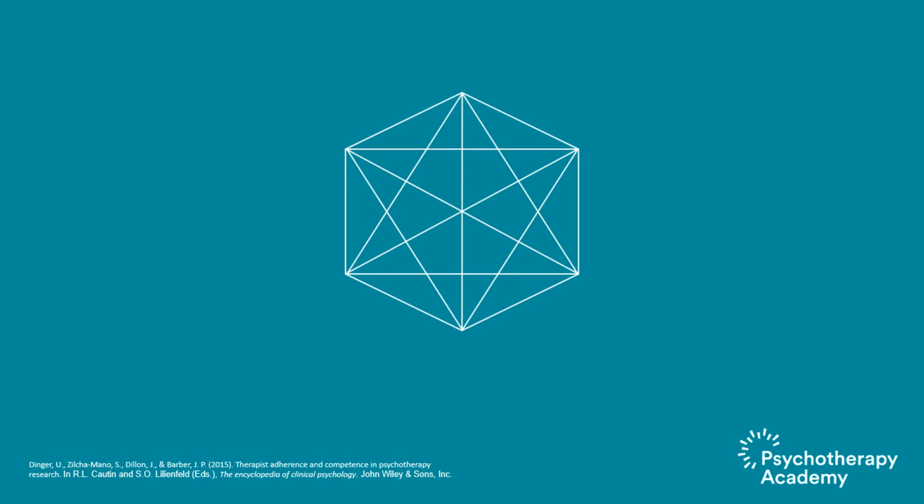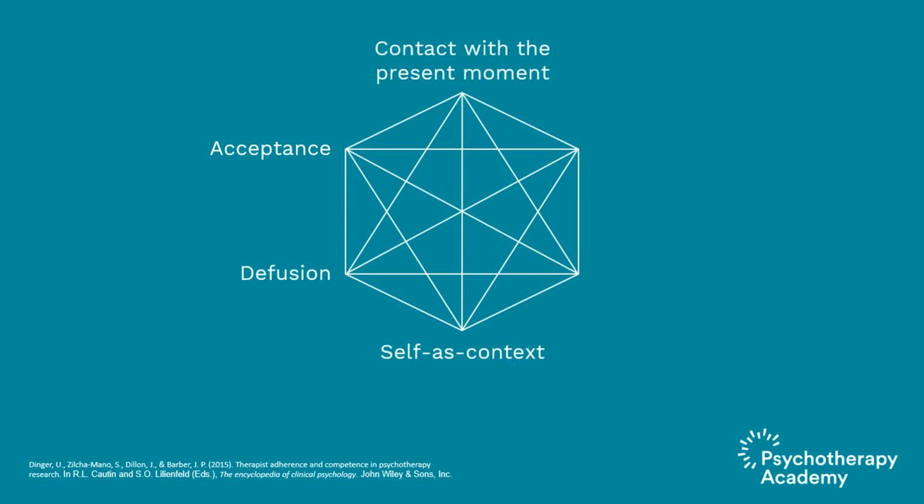But the beauty is that you can truly start anywhere within that hexaflex model I described earlier. That hexagon that has acceptance, diffusion, present moment contact, self as context, values, committed action. There's no real right or wrong answer about where to start. But when you're conducting a training on ACT, I have to start somewhere.